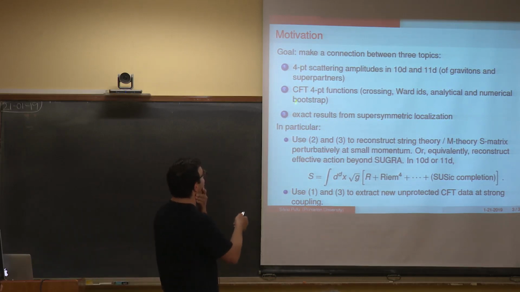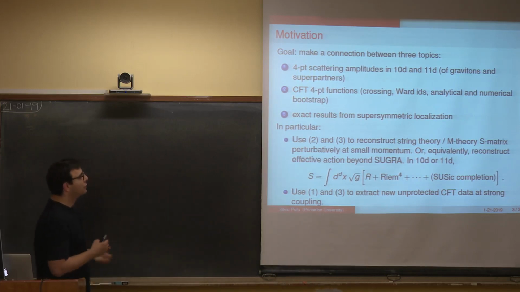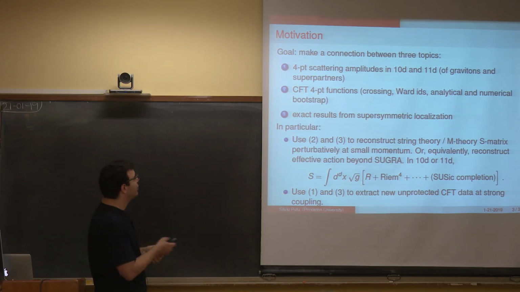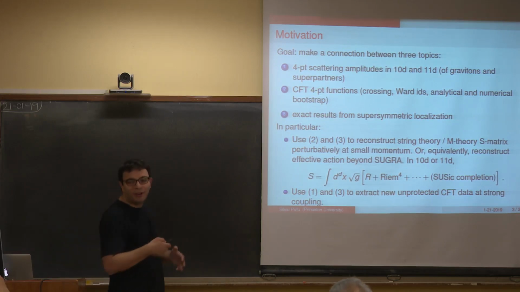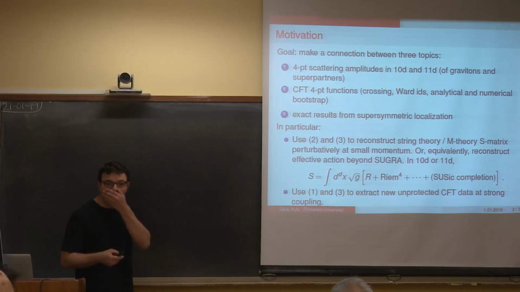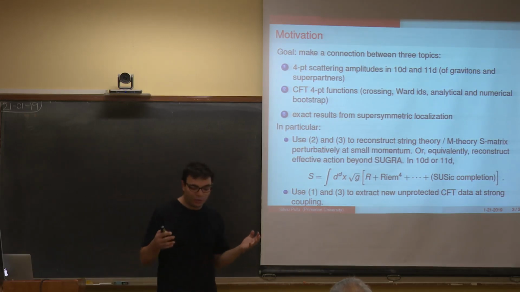And the third topic is exact results from supersymmetric localization. The connection between the first two topics is not new. There was a conjecture, also maybe proven, relation between CFT correlation functions and scattering amplitudes. I guess what I'm trying to bring in is supersymmetric localization. The scattering is in flat space? The scattering is in flat space, yeah. The idea is that we can relate CFT correlation functions to scattering in AdS, and then we can take the flat space limit and get scattering in flat space.